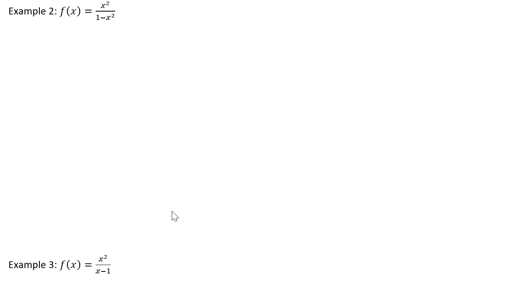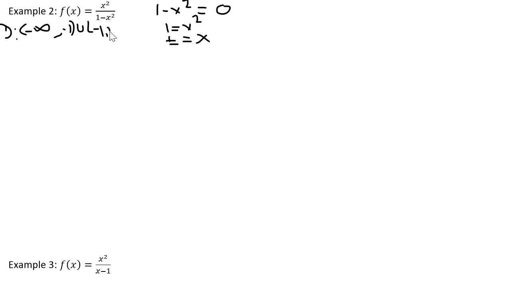So taking a look at the second example, we want to go through our process, starting with identifying the domain. Looking at this denominator, I'm going to have some excluded values when 1 minus x squared could equal 0. That's when 1 is equal to x squared, which means it can occur when x is equal to positive or negative 1. So the first step is to identify that the domain is all real numbers excluding negative 1 and 1. I'm going to write that in interval notation instead. That's negative infinity to negative 1, union negative 1 to 1, union 1 to infinity. Let's make sure we can fit that.